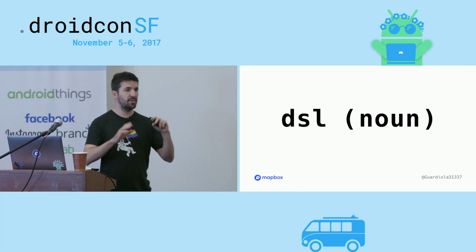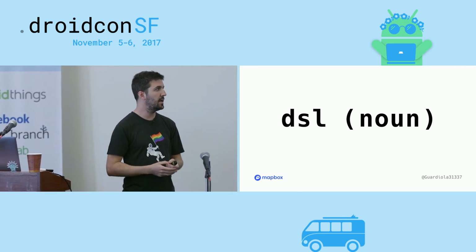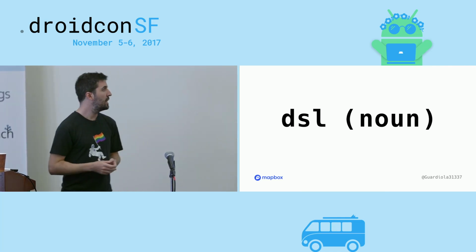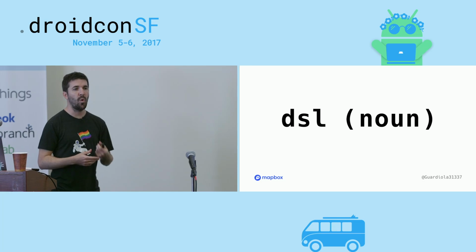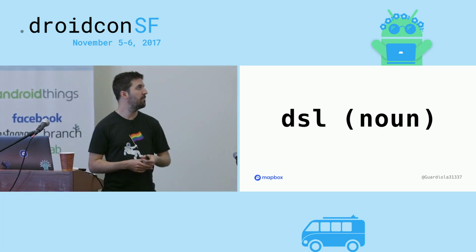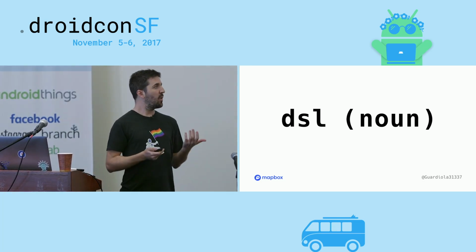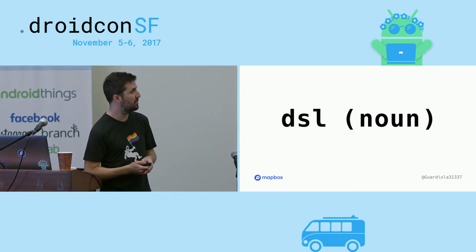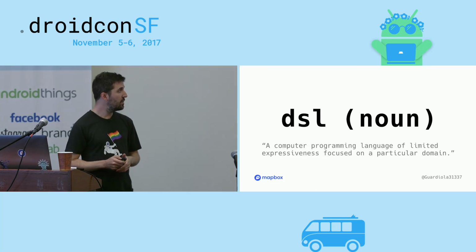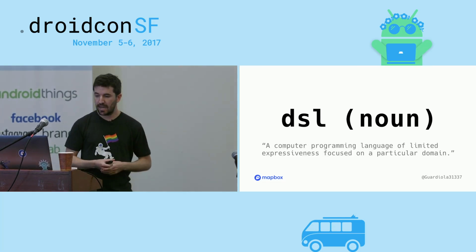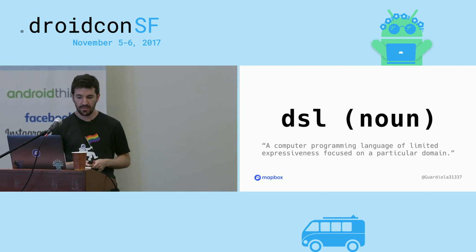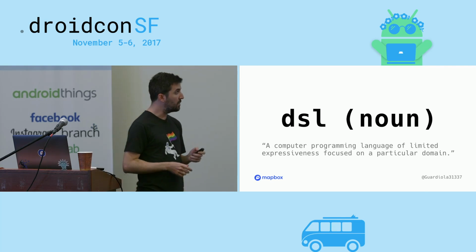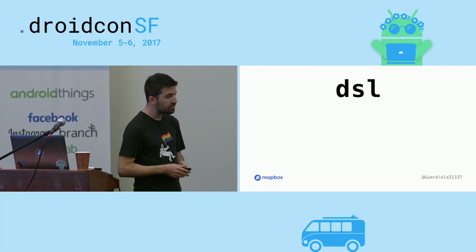First of all, to be all on the same page, let me quickly review the formal definition, and then you will see why I took the steps that I took to build the DSL. A DSL is a computer programming language of limited expressiveness focused on a particular domain. Let's review each part of this definition.